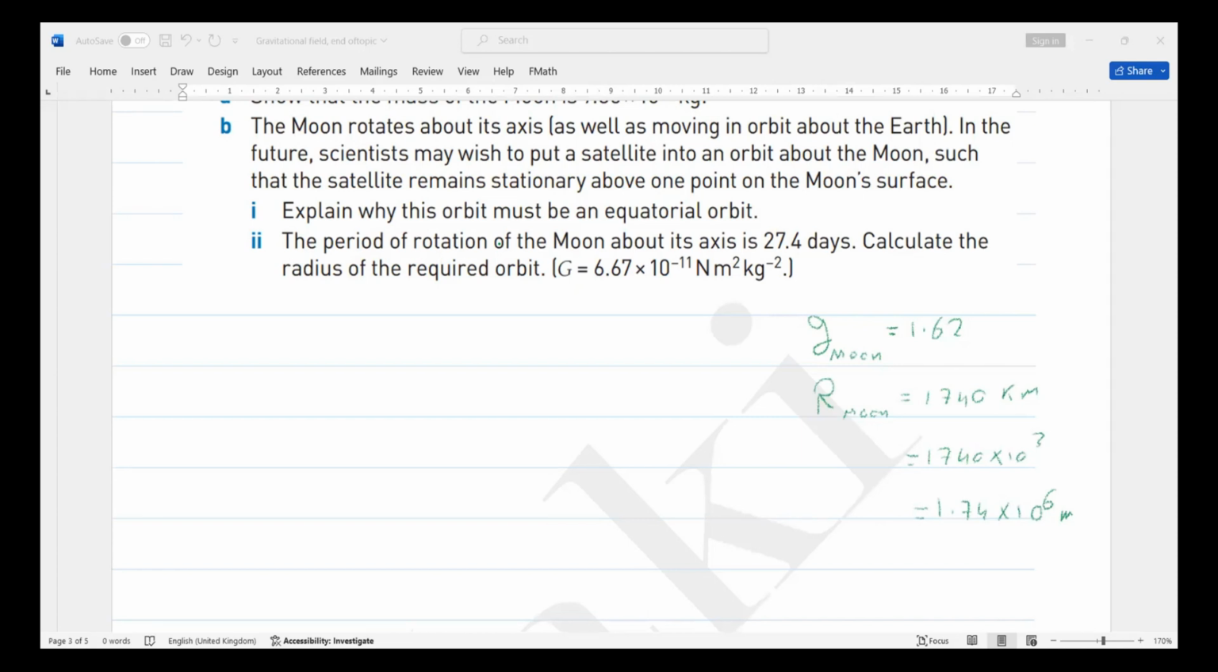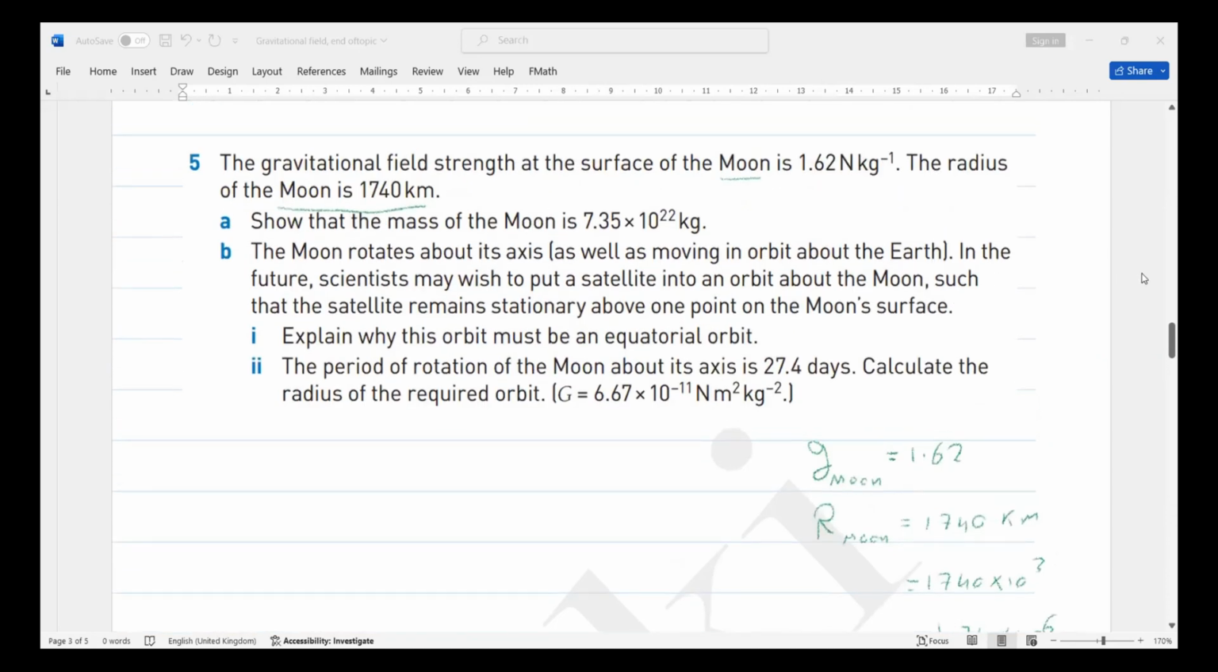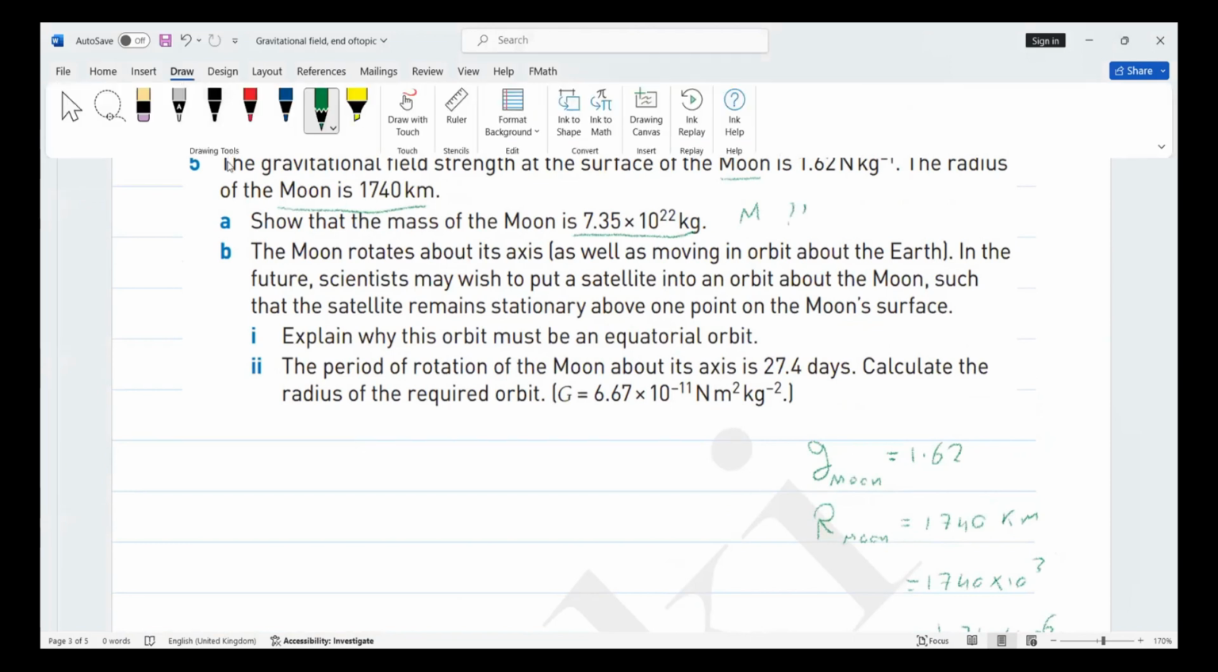It's very important. Okay, here, show that the mass of the moon. Now we need to show that M capital. So this is M capital. What is the formula that we can use for part A?